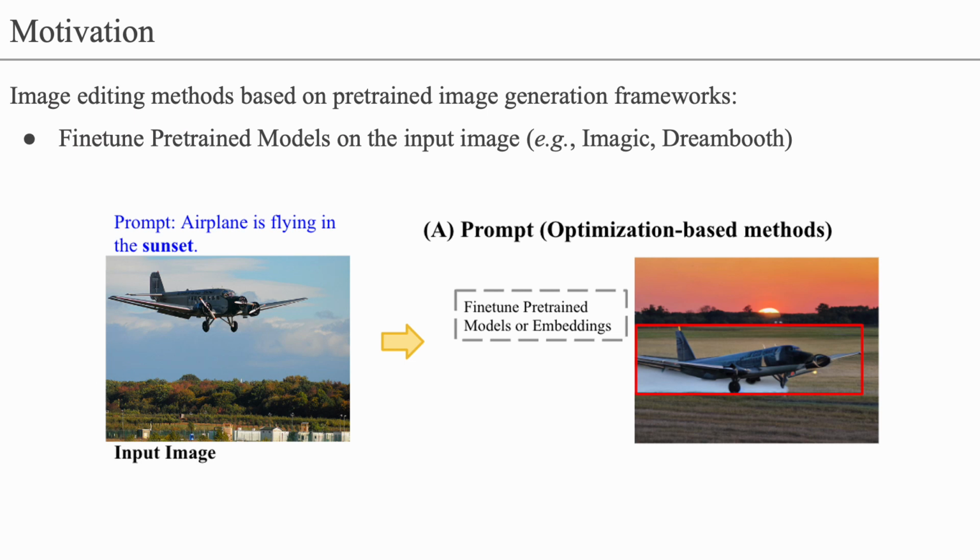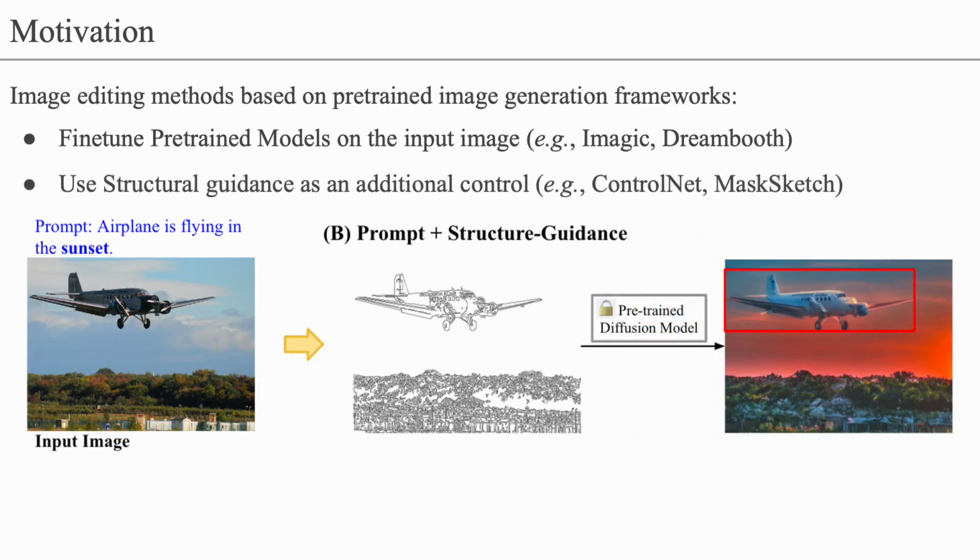Image editing methods based on pretrained image generation frameworks can be split into two categories. First, fine-tune pretrained models on the input image. Methods like Imagic or DreamBooth apply this strategy. Second, use structure guidance as an additional control to generate the image. Methods like ControlNet or mask sketch apply the second strategy.